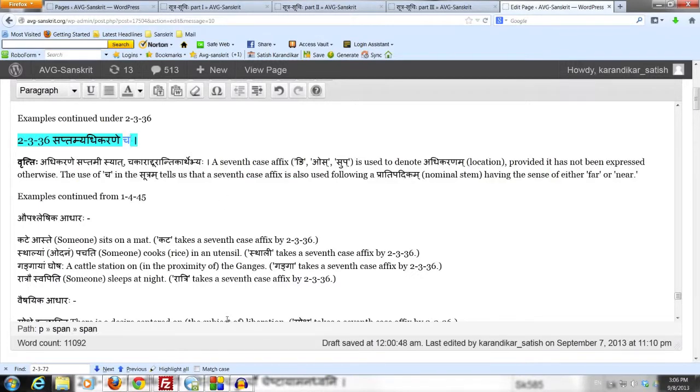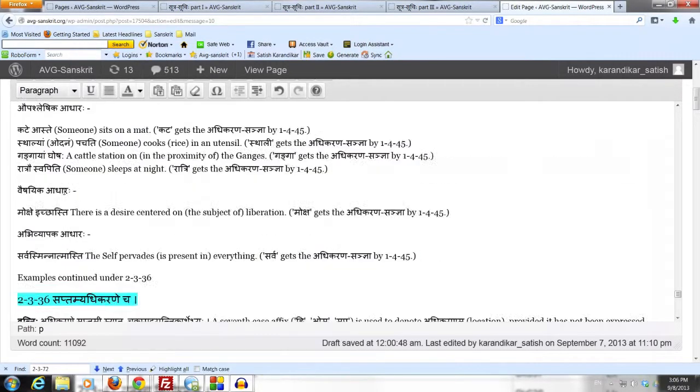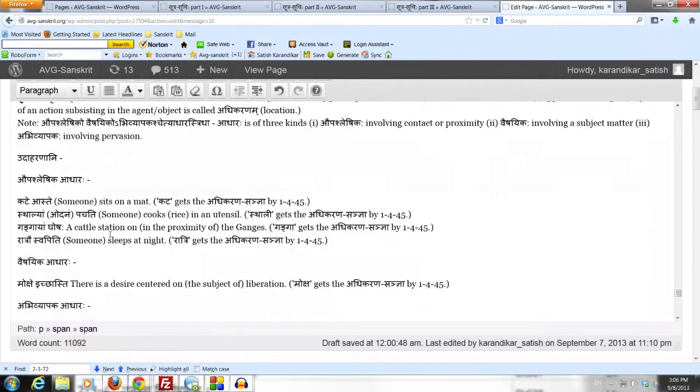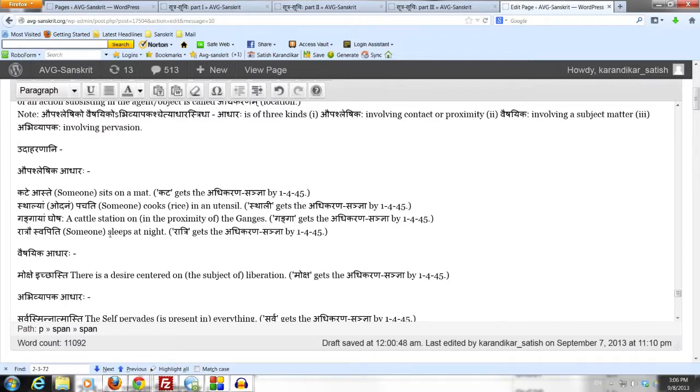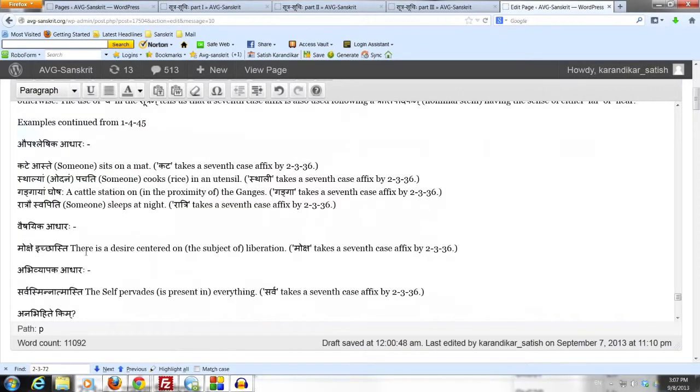So in short, the mention of Cha in the Sutram 2336 brings in the anuvritti of Durantikarthebhya from the prior Sutram 2335. Let us look at some examples here. These are continued from the ones we saw when we studied 1445. At that time, we saw that the Adharaha can be of three types: Aupashleshikaha, Vaishayikaha, and Abhivyapakaha. All this we discussed when we studied 1445. Now we are just completing those examples by assigning a seventh case affix following the Pratipadikam which denotes the Adhikaranam.